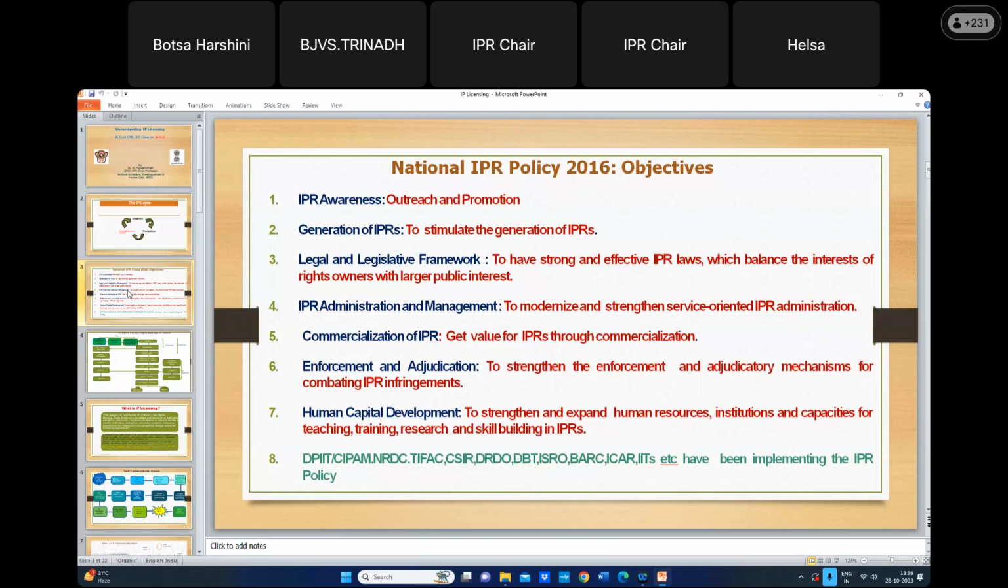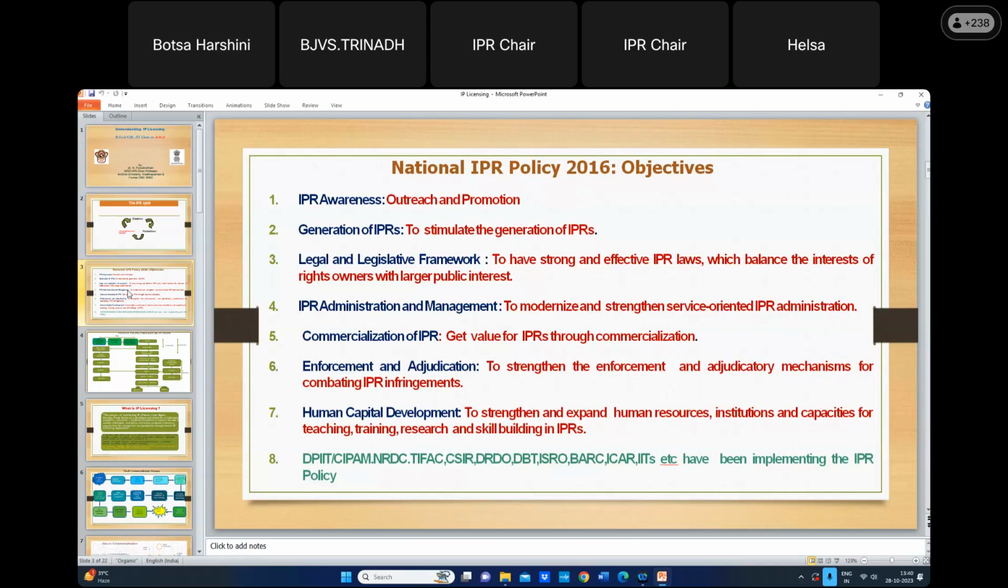The legal and legislative framework, this is also very, very important. Once you generate a knowledge technology, it needs to be protected. If it needs to be protected as per the law, you also should have a strong legal and legislative framework. So strong and effective IPR laws are required, which balance the interests of rights of owners and larger public interest. These laws should be in such a manner that the rights of the inventors and the public interest should be properly balanced. That is what is very, very important. Then only both the parties will be benefited, the inventors as well as the industry.